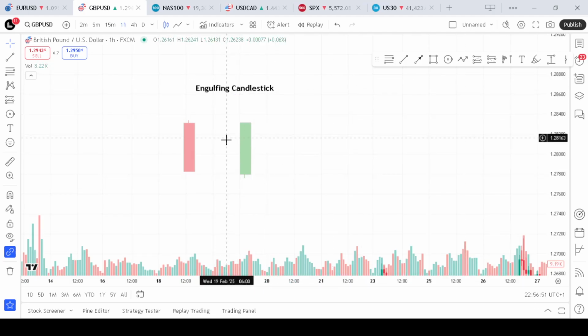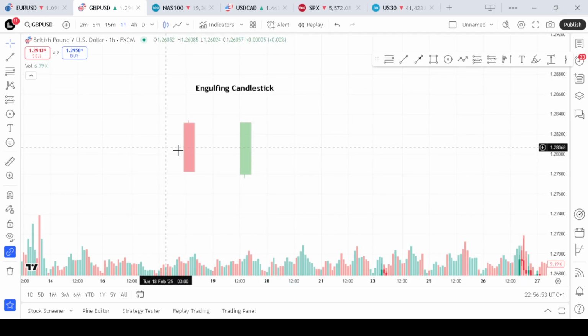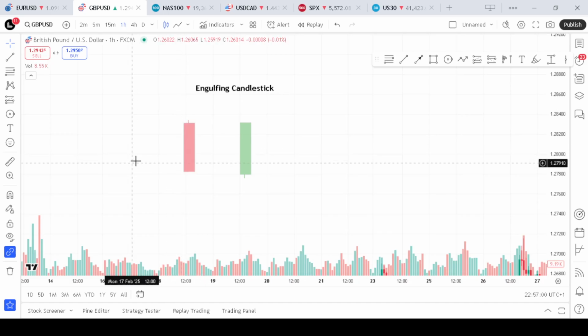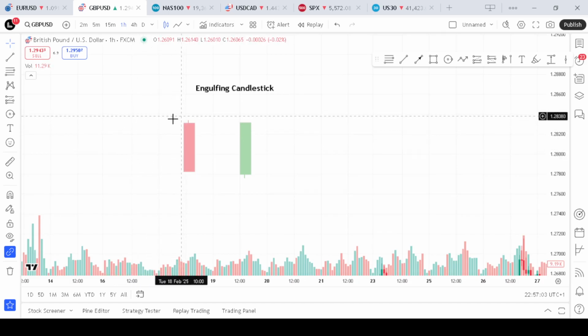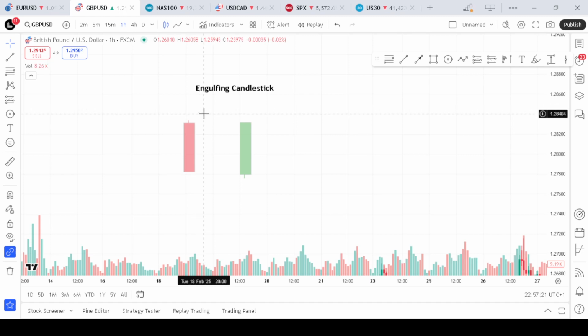The bearish engulfing appears in a downtrend. First of all, the first candle can be a bullish or a bearish candle. The second candle has to be a bearish candle and has to fully engulf the body of the first candle. This indicates that sellers are gaining strength and possibly reversing to the downside. This is what it means.